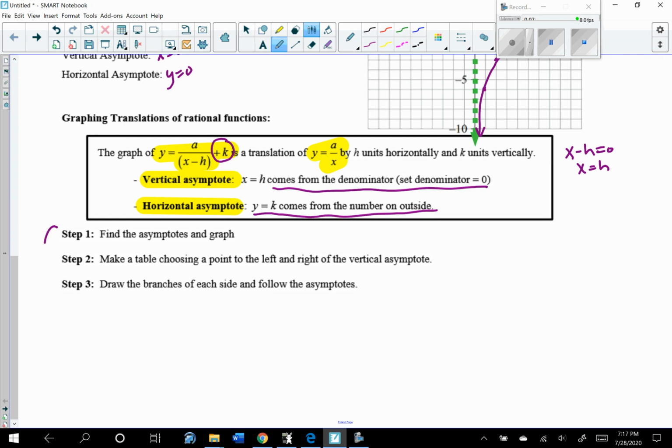These are the steps for graphing. Find the asymptote and graph. Make a table choosing a point to the left or right of the vertical asymptote, and then draw the branches. Remember, we're not going to use our calculator. You can use your calculator when you're done to check your work, but as you're doing them, do not use your calculator.